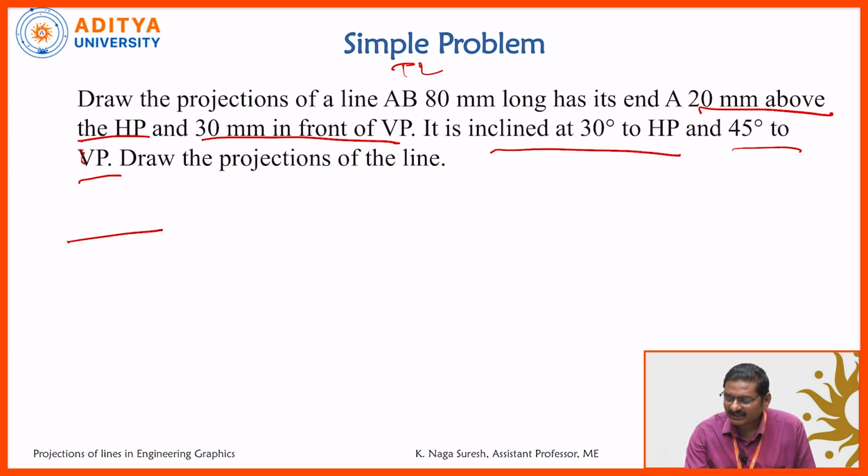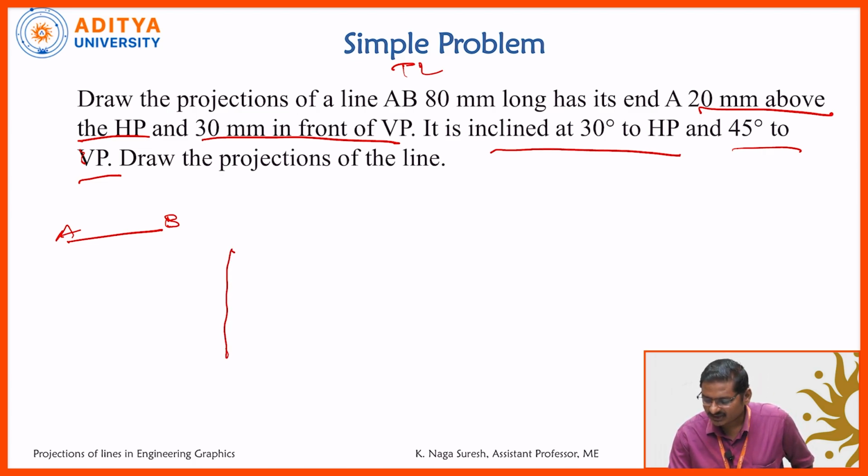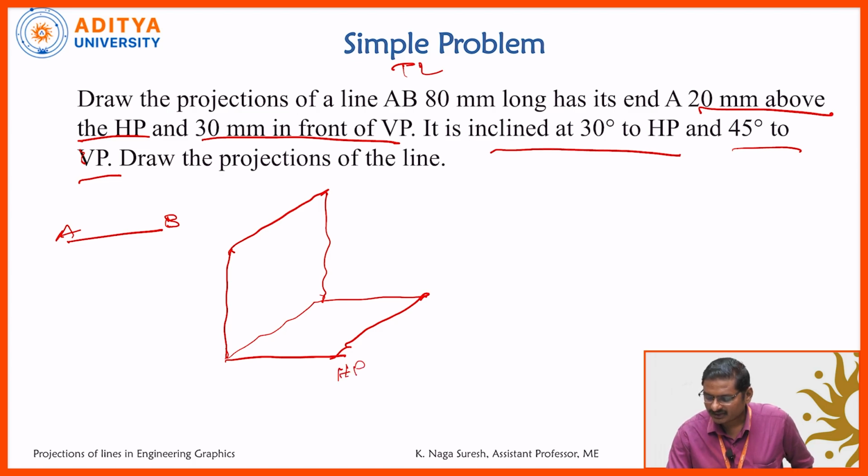For example, this is the line. The line has two ends, A and B. Out of A and B, one end is 20 mm above HP and 30 mm in front of VP. The true length is inclined at 30 degrees to HP and 45 degrees to VP. So, this belongs to a line inclined to both planes. First we draw the 3D representation of the planes. This is the horizontal plane and this is the vertical plane. The line is inclined to both reference planes.